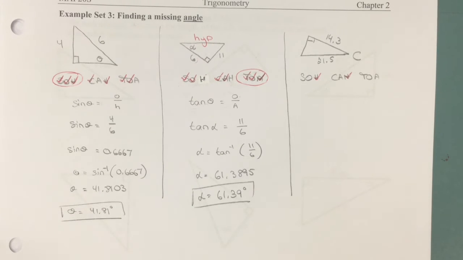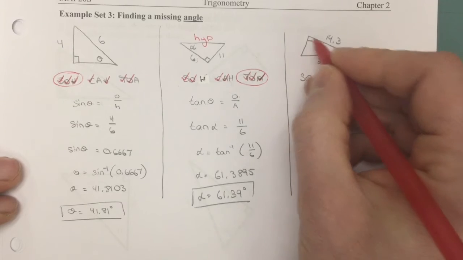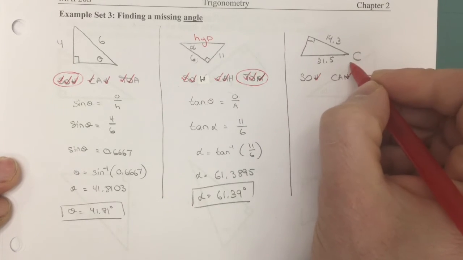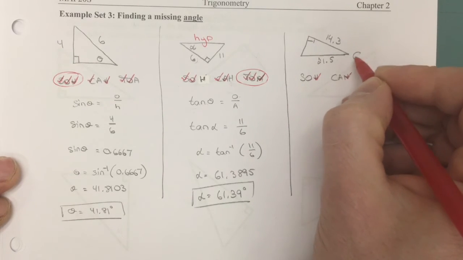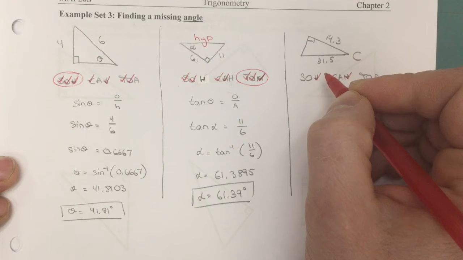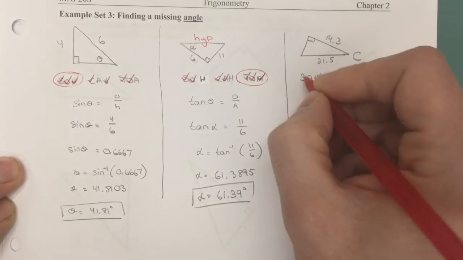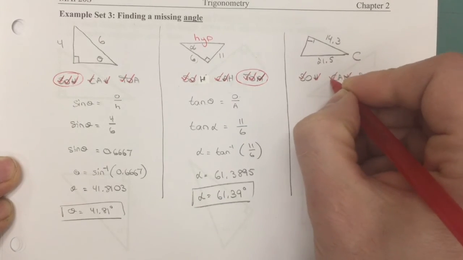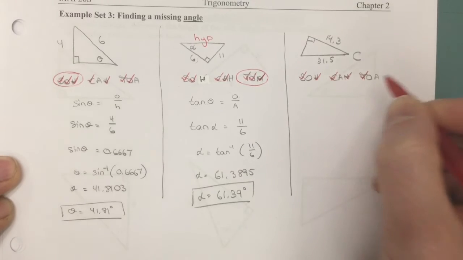Next is the angle. Which angle am I looking for here? And if you look at this letter, you can see that this corner is labeled C, which means we are looking for this corner right here, the angle of that corner. Okay? So that means once I have the ratio, I can find out the angle.